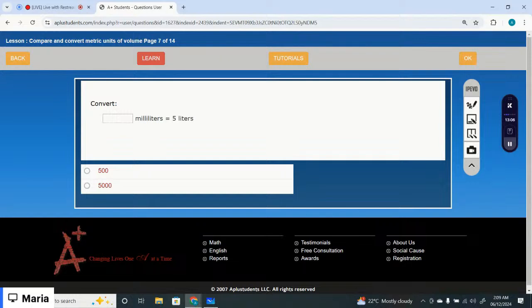5 liters equal how many milliliters? Five liters equal 5,000 milliliters. Option number two is the correct option. Okay, you can complete the lesson by yourself later today. Let's just move on to the next lesson.